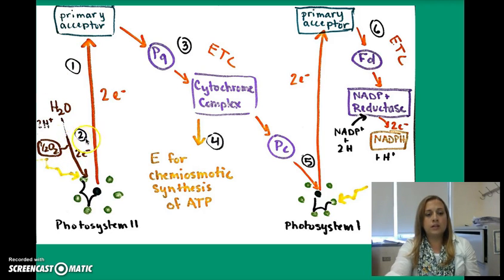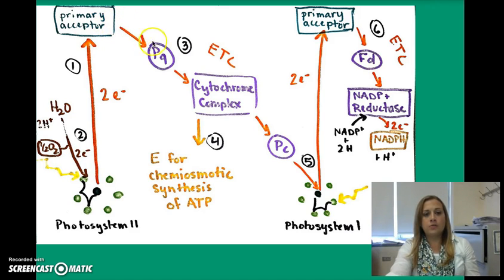Step 2 is that down here you've got water coming in, and the water is going to be split. So you end up releasing oxygen gas and hydrogen. The electrons are going to go and replace the 2 electrons that were just sent up to the primary acceptor. So step 1 is the energy from light is harvested and 2 electrons get sent to the primary acceptor. Step 2 is that water is split and 2 electrons are given back to that chlorophyll to replace the ones that were just sent to the primary acceptor.